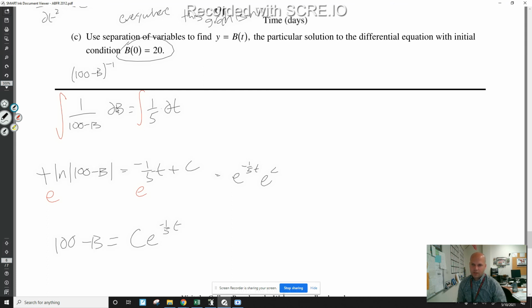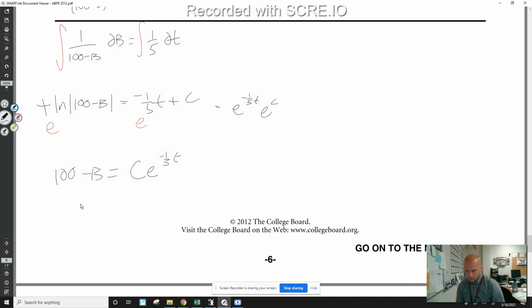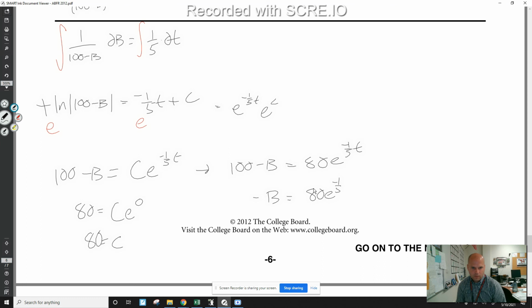Now, this is a good point to plug in 0, 20. I get 80 equals c e to the 0. So c is 80, giving me 100 minus b equals 80 e to the negative 1/5 t. Subtract 100, divide by negative 1. So negative b equals 80 e to the negative 1/5 t minus 100 times the negative 1. b equals negative 80 e to the negative 1/5 t plus 100.